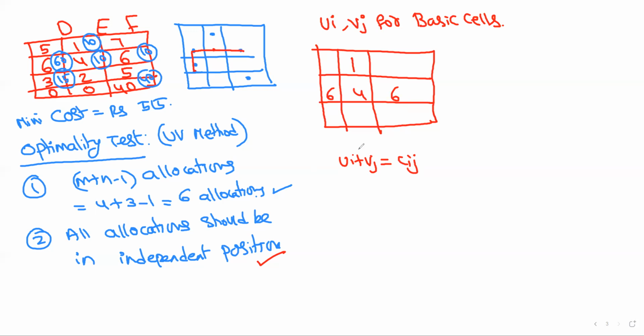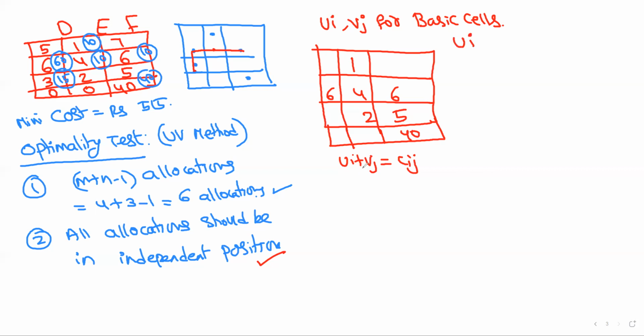ui plus vj is equal to Cij. 6, 4, 6. 3. Allocation, no. 2 is there here. 5 is no allocation. And one more row is there. What is that? Row is 40. 1, 2, 3, 4, 5, 6 allocations, correct. Now we have to find ui and vj values.